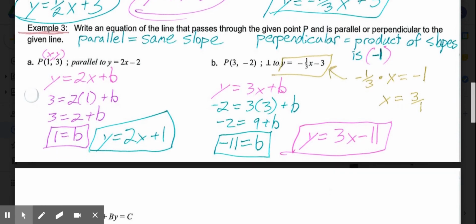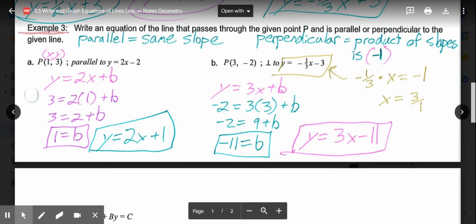Now in example 3, we're using that idea of parallel or perpendicular lines to find our equations. In part A, they told us a line going through (1, 3), and it's parallel to y equals 2x minus 2. If it's parallel, I know they have the same slope, so I'm going to use 2 for my slope. Then I'm going to plug in the 1 and 3 to find out what b should be.